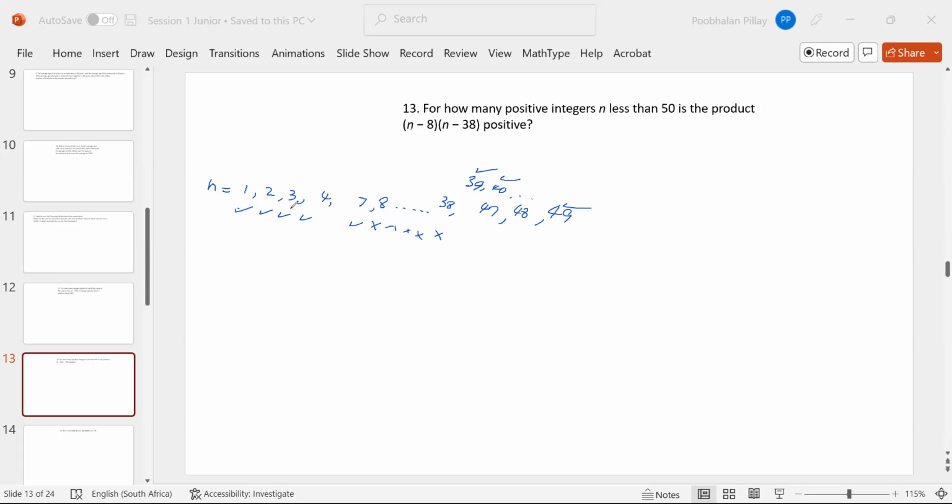So the answer is, how many numbers are there altogether? Well, you've got 7 in the front. You don't need a formula for that: 1, 2, 3, 4, 5, 6, 7, plus. But here you need a formula because this list starts from 39 and finishes at 49. So it's 49 minus 39 plus 1. Remember, you're not allowed to put 38 because that gives you 0. So if you work this out, you get 7 plus 11. The answer is 18.